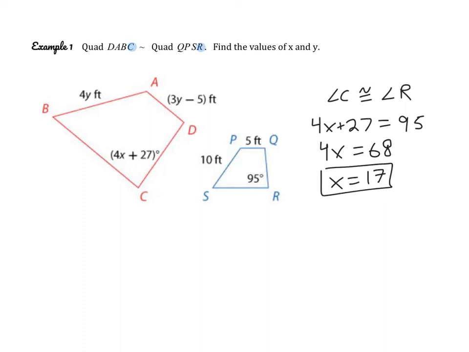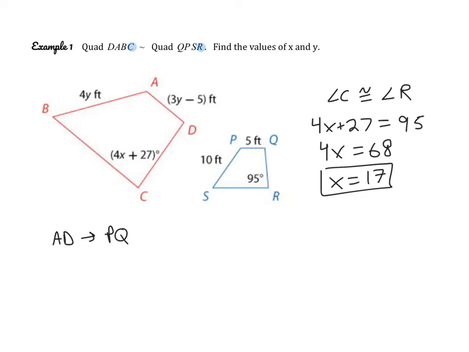And now we need to find y. Remember, for the corresponding sides, they're going to be proportional, not congruent. So I see that we're trying to find AD. I need to figure out what that corresponds with. AD corresponds with PQ because it's second to first, so second to first.